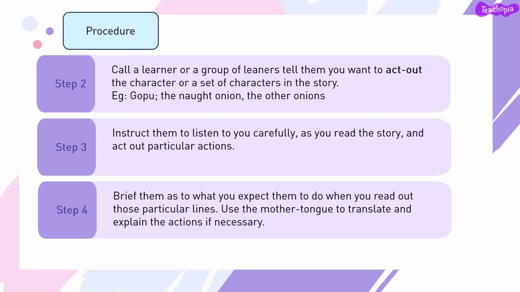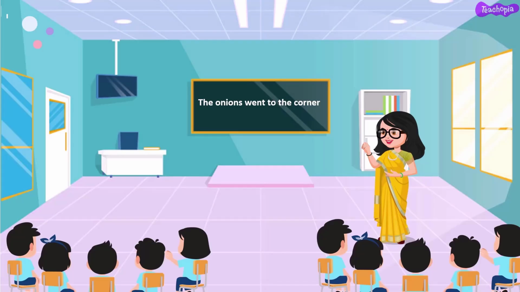Here, you can use your mother tongue or the mother tongue that is comfortable for the learners to translate and explain the actions if necessary. Before you begin, you can help learners understand the different parts of the sentence. For example, nouns and verbs, to help them understand when they should do the action or what the action word in the sentence is.